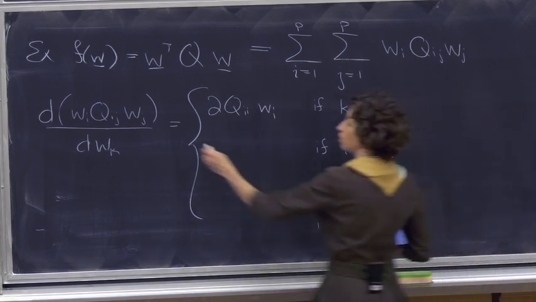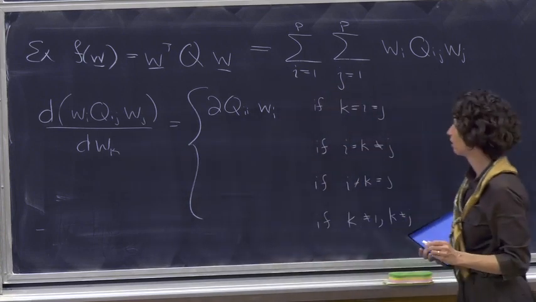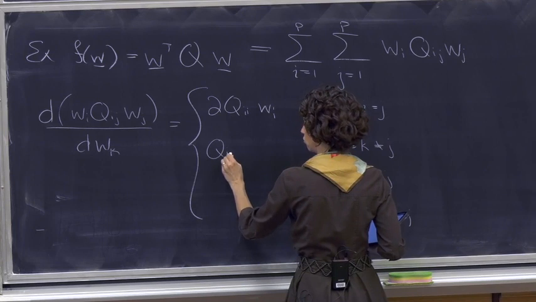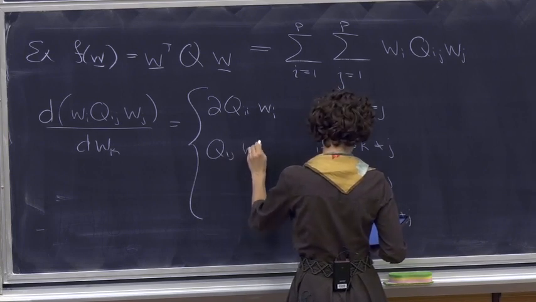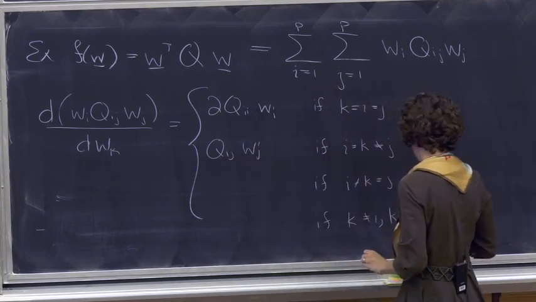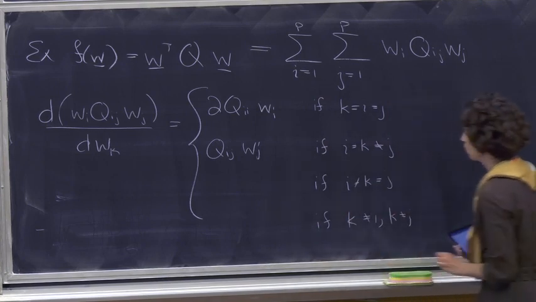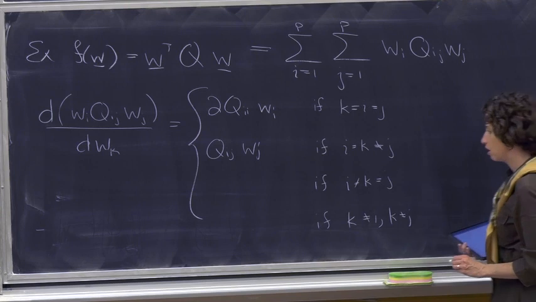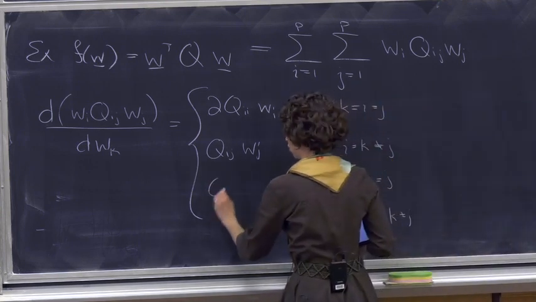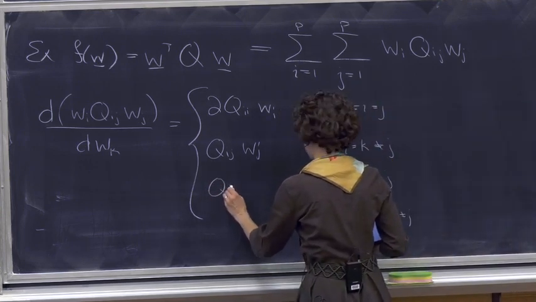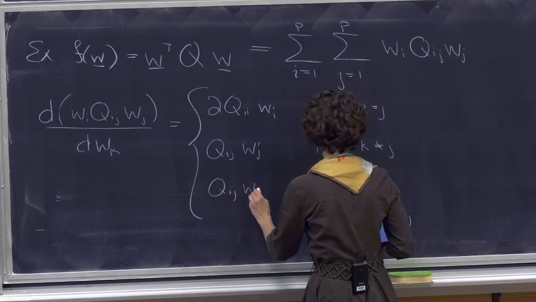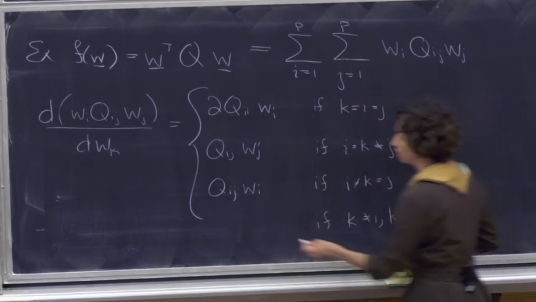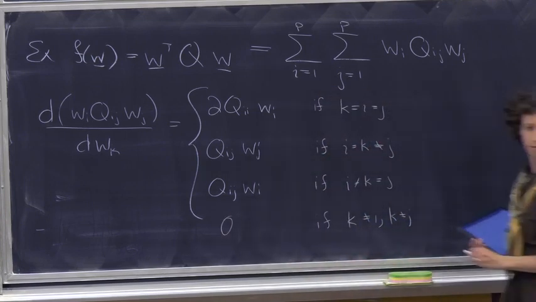So then this w is, oh, what? Right, qij wj. That's right. And then if i is not equal to k, but k is equal to j, then we have qij wi. And then finally, if k is not equal to i or j, it's just 0, right?